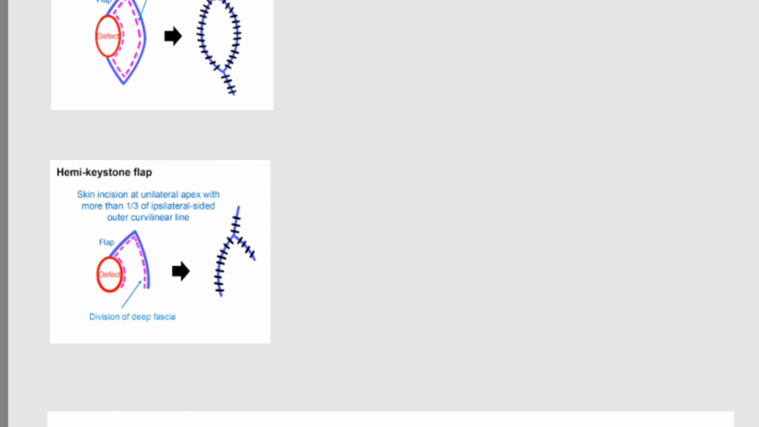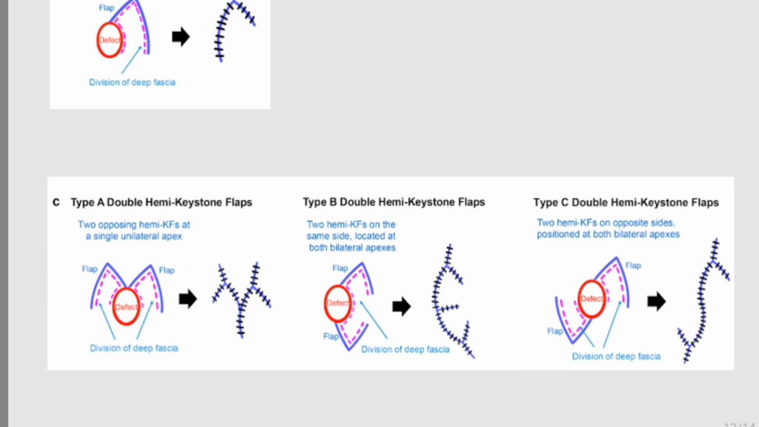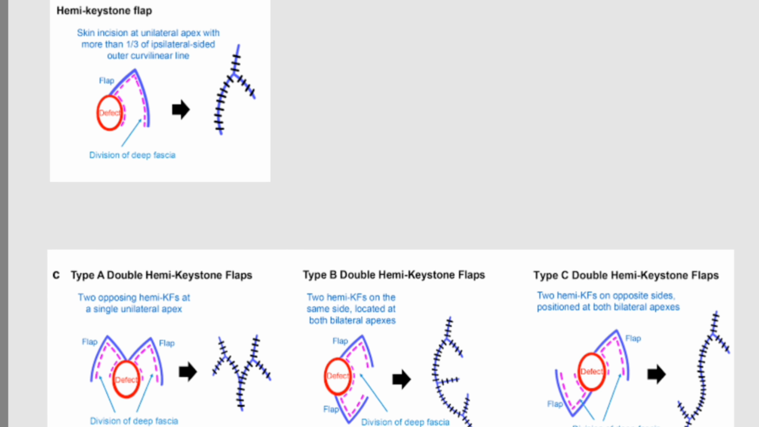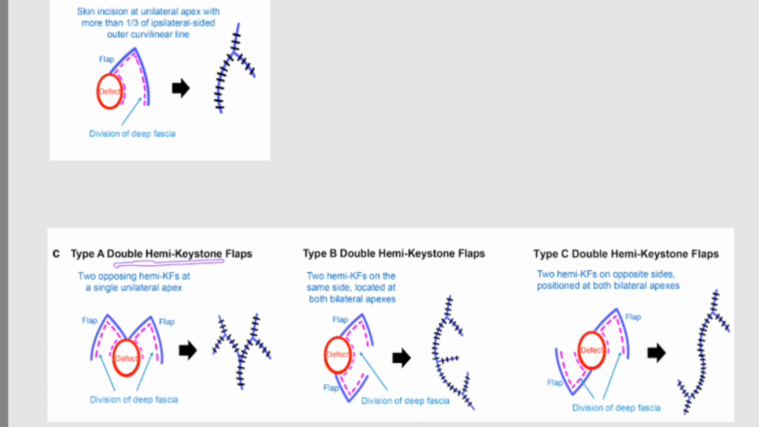Now coming to the Hemikeystone flaps. Instead of designing a complete Keystone flap, only one half is raised. It is useful only when skin laxity exists only on one side. There are several modifications of the Hemikeystone flaps, such as double Hemikeystone flaps at a single unilateral apex, double Hemikeystone flap at both bilateral apexes.